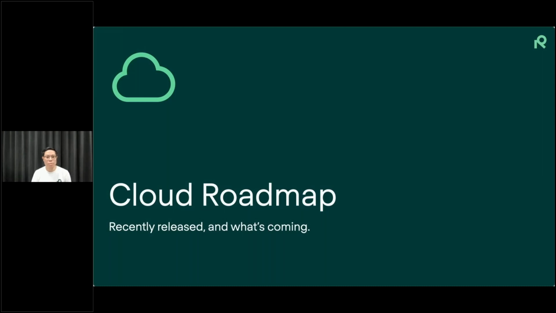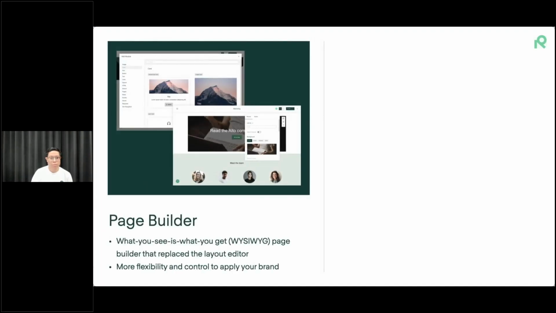So now it's time for the roadmap. I'm going to go over what's been recently released and what is coming up. So earlier this year, we released what we call the page builder. This is what you know as the layout editor over on DC server. However, on the cloud side, this page builder is a what-you-see-is-what-you-get editor, a WYSIWYG editor, and it has much more flexibility and control for you to apply your brand and your design guidelines.